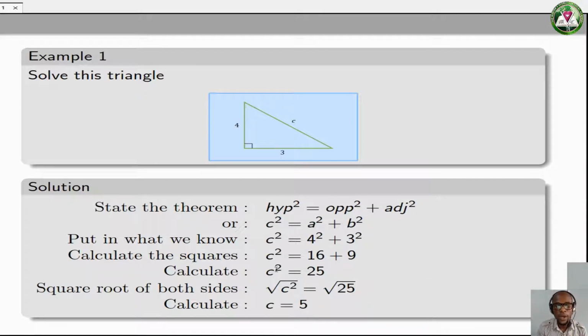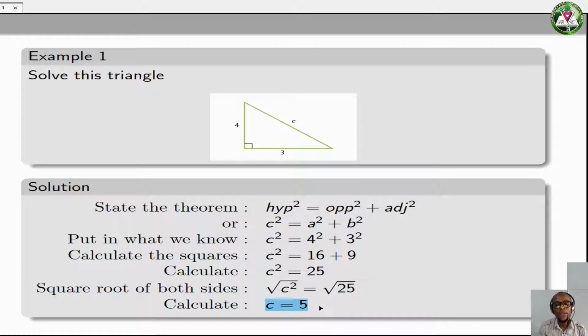So to get rid of this square, we are going to take the square root of C squared. And remember, the rule in mathematics is that whatever you do to the left-hand side, you must do to the right-hand side. So that's why we have to take the square root of both sides. So the square root of C squared will now be equal to the square root of 25. So the square root takes care of the square there. What we are left with is C, and the square root of 25 gives 5. So C equals 5. And that means that our hypotenuse has the value of 5 units.